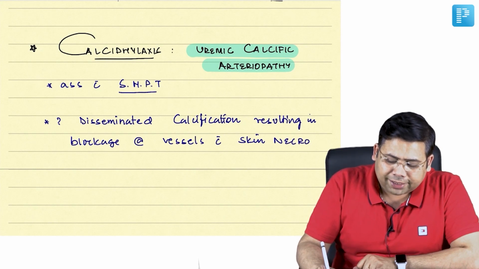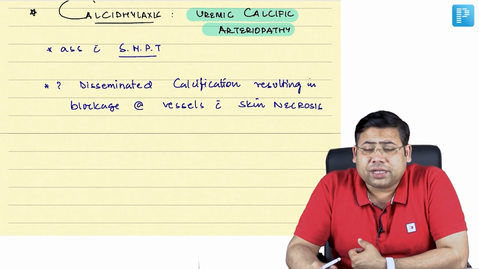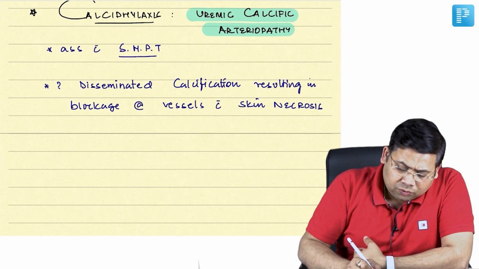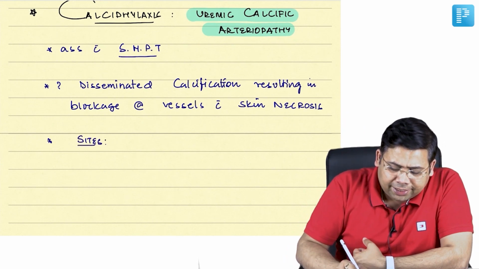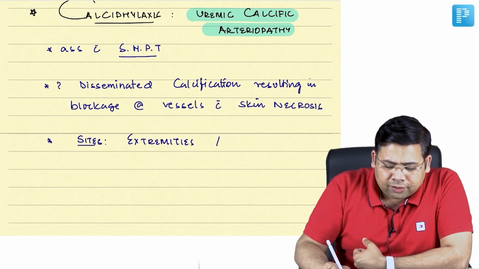Now, if you talk about the sites, where is it commonly seen? It is commonly seen over the lower extremities and also over the lower abdomen. So the sites are the extremities and lower abdomen.